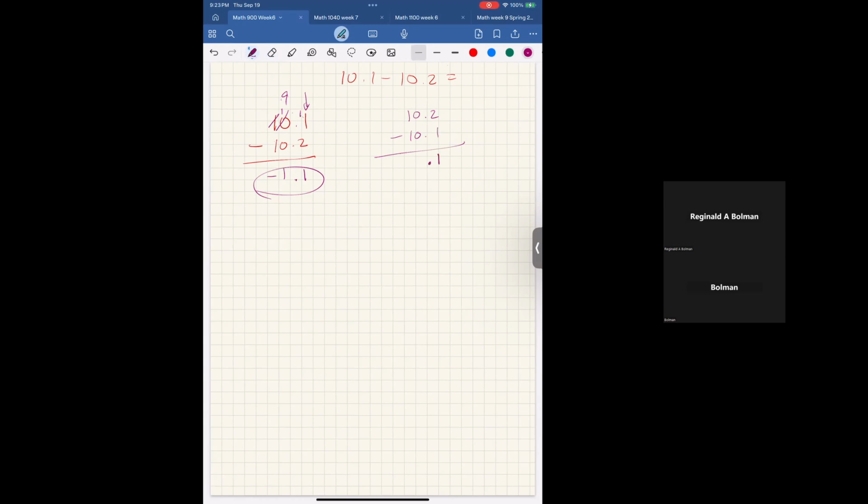And then we just need to remember, okay, this is a bigger negative number. So more debt, if you will. So you're going to have a negative at the end of the day. And in fact, this will be a negative 0.1. I shouldn't say bigger negative number. I know that's going to confuse some students. So I should say that the magnitude of 10.2 is greater than the magnitude of 10.1. So you have more of that something, even if the something is debt.